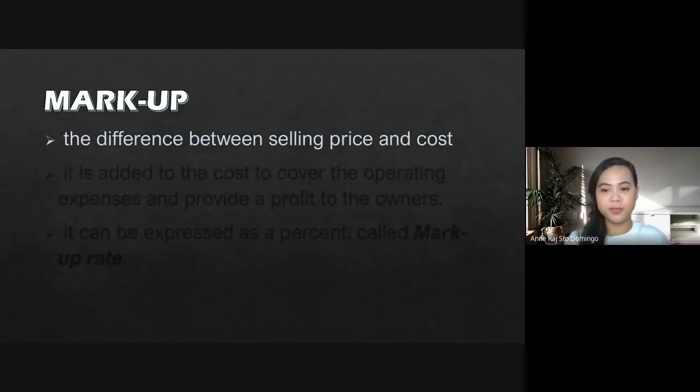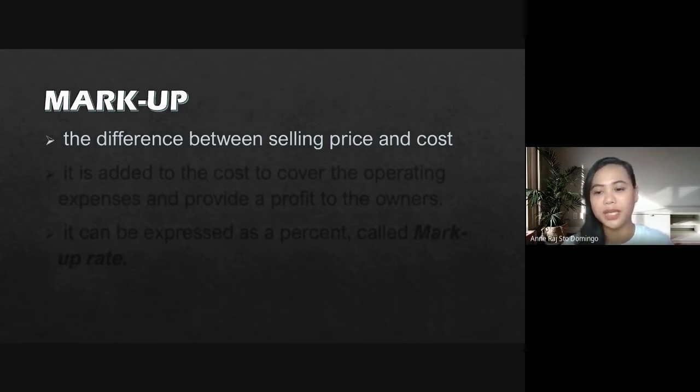Do you have any observations? Markup is the difference of the selling price and the cost of the goods. What did you observe from what we discussed earlier? If you notice, they have the same definition as mark-on, right? Does anyone observe that? Earlier, what was the definition of mark-on? Recall.